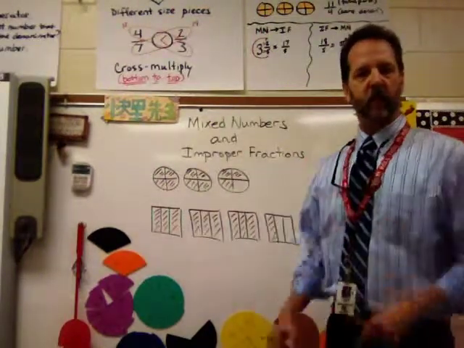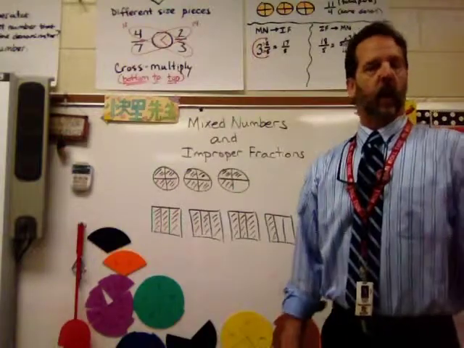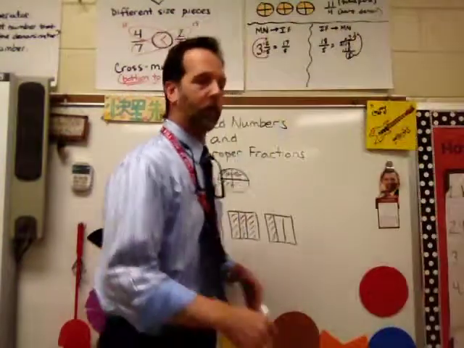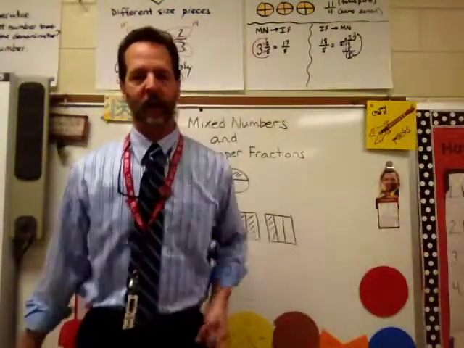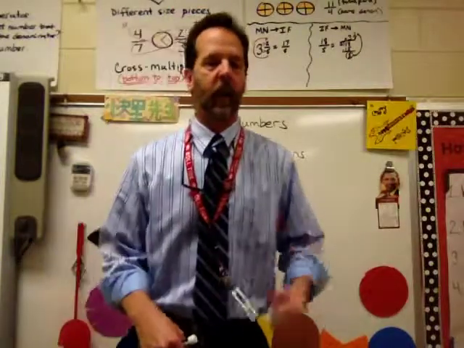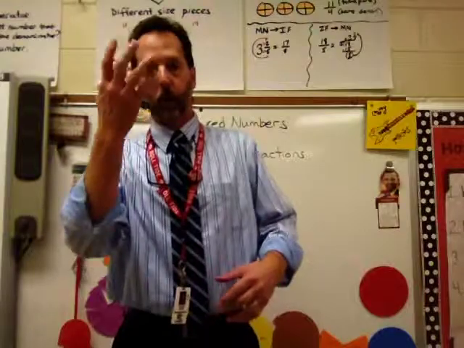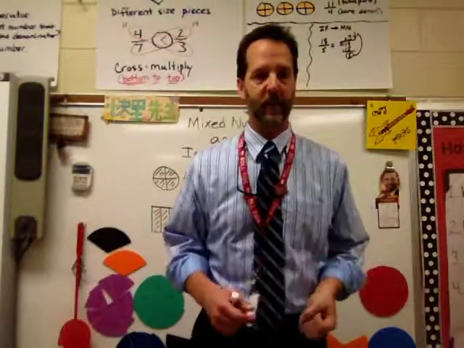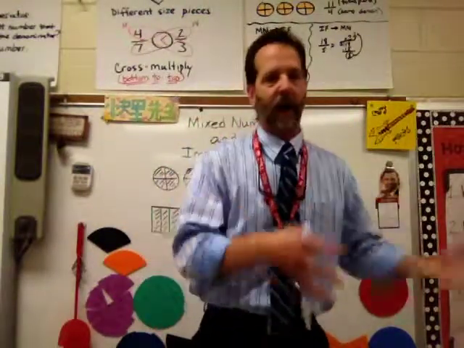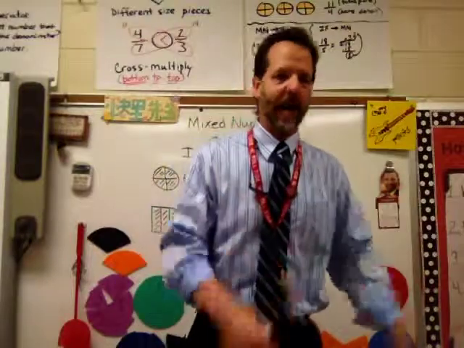Let's talk about mixed numbers and improper fractions. First of all, a mixed number. A mixed number is mixed because it has two different kinds of numbers in it. It has a whole number, like 1, 2, 3, 4, and it also has a fraction. You're going to put the whole number with the fraction, like 2 and 5/8, 6 and a half.